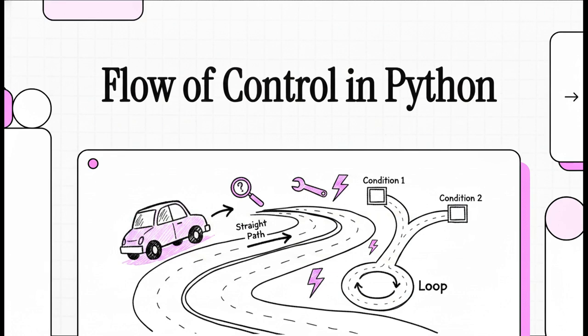Now, I kind of want you to think of the Python interpreter, the actual engine running your code, as a driver on a road trip, right? Without instructions, a car just sits there in the driveway. But when you give it directions, it moves. Sometimes it drives straight, sometimes it takes a detour, and sometimes it just goes around a roundabout a few times. By the end of this explainer, you are going to be the ultimate navigator for your code.